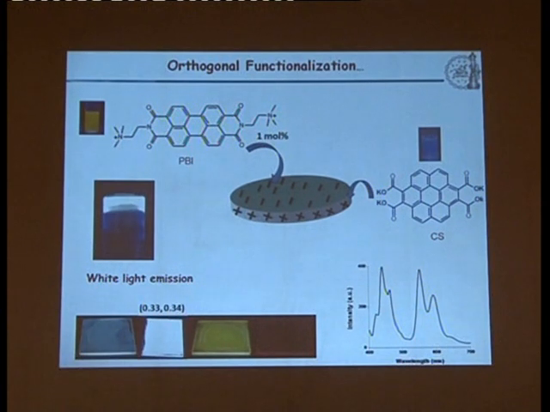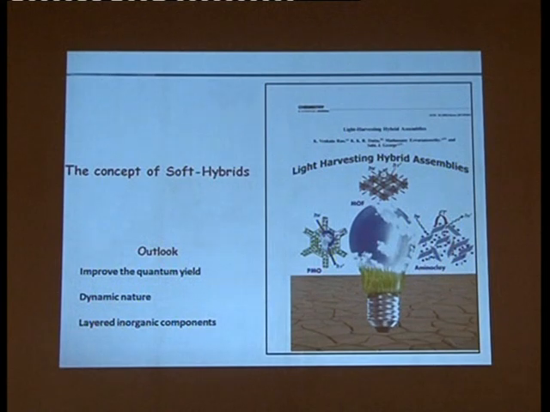So with that, I would like to stop. I hope I have shown you a couple of our approaches to control the optical and electronic properties of pi-conjugated systems through self-assembly. And this soft hybrid approach, we believe, has a lot of potential because it gives us a lot of flexibility to play around with the organization and photochemical reactions.